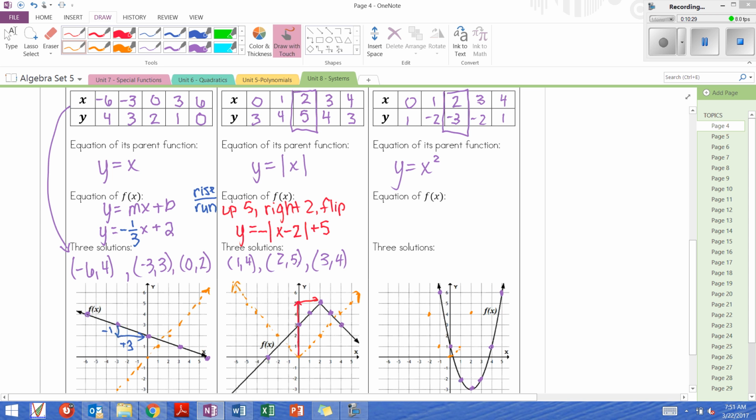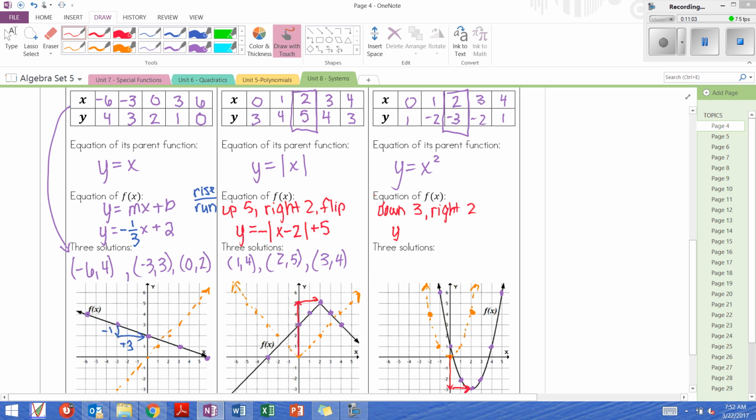Hopefully you know what this is by memory now. I should make these points a little bit easier to see. But this is what we're transforming. So we have to figure out how my orange parent transformed to become my f of x function. It went down 3, and it went to the right 2. So again, we start with the parent.